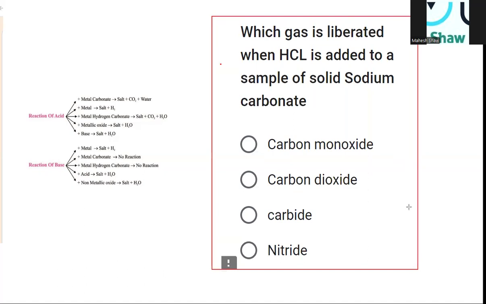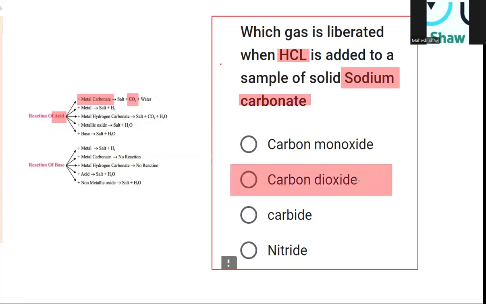In the next question, it says which gas is liberated when hydrochloric acid is added to a sample of sodium carbonate. So what we know here is that sodium carbonate is a metal carbonate, right? And HCl is what? An acid. So when an acid reacts with a metal carbonate or maybe metal hydrogen carbonate, what is produced? Carbon dioxide gas is produced. So carbon dioxide should be the correct answer in this case.